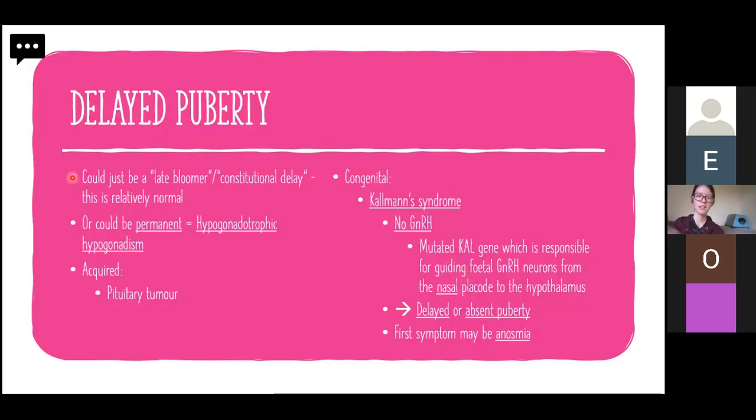Delayed puberty can just be normal, late bloomer, constitutional delay, etc. Or it can be permanent, and that's when it's called hypogonadotropic hypogonadism. Bit of a mouthful there, but anyway. 2 causes you need to know: pituitary tumor and congenital. And the congenital one you need to know is Kallmann syndrome, where you basically don't get any GnRH. There's your little physiology point there, which isn't too important, but a bit interesting, I think, because the first symptom may be anosmia, and it just leads to a delayed or an absent puberty.